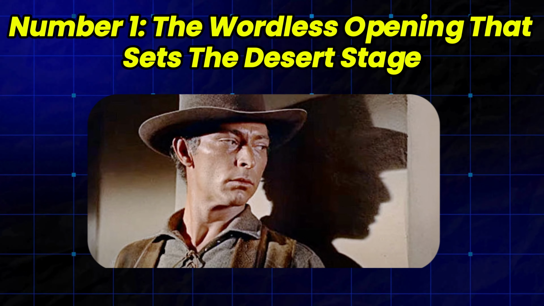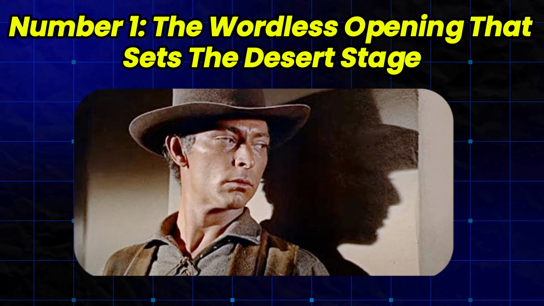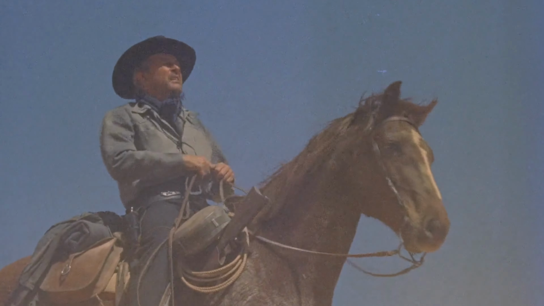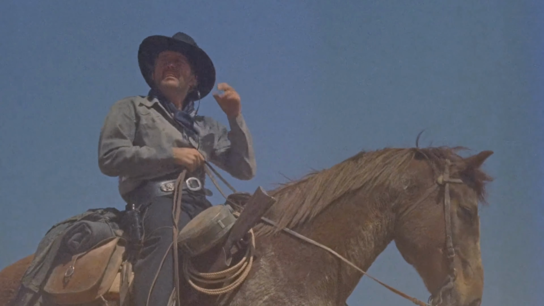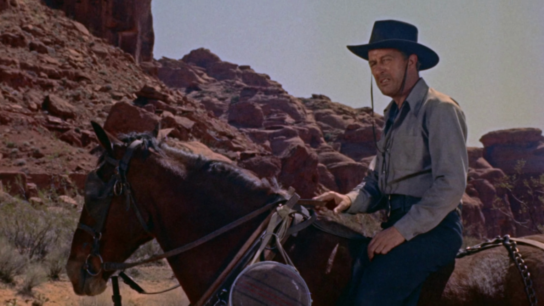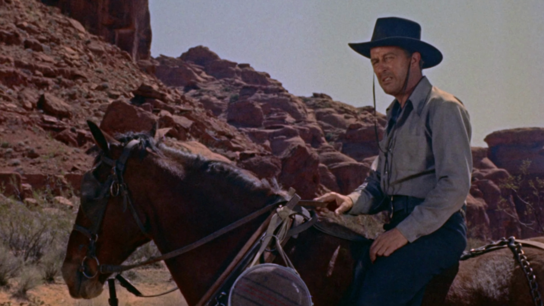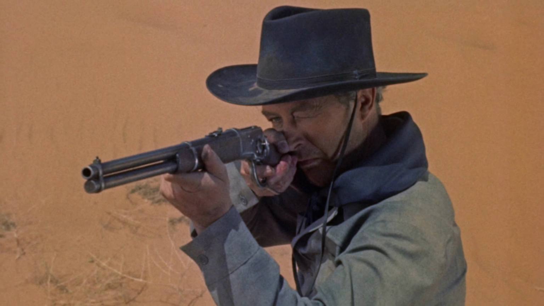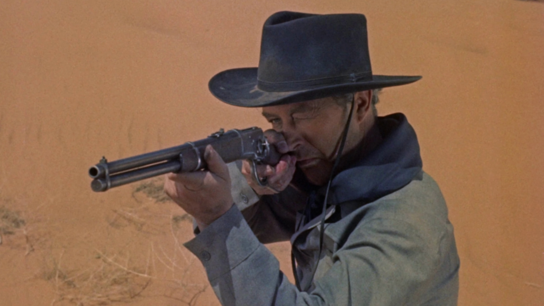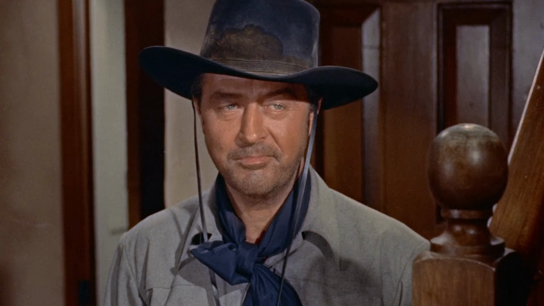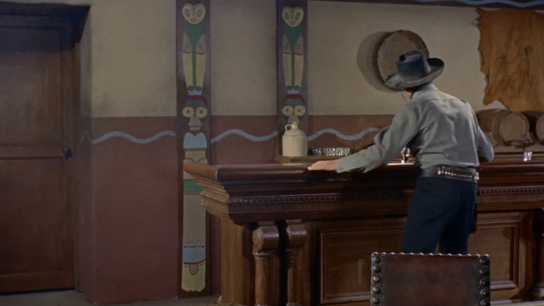Number 1. The wordless opening that sets the desert stage. A Man Alone opens with a moment of almost mythical silence. Wes Steele wanders the desert after his horse breaks its leg and he's forced to shoot it, then discovers the aftermath of a brutal stagecoach massacre. There's no dialogue, just the haunting guitar score by Victor Young, setting a tone of isolation and tension.